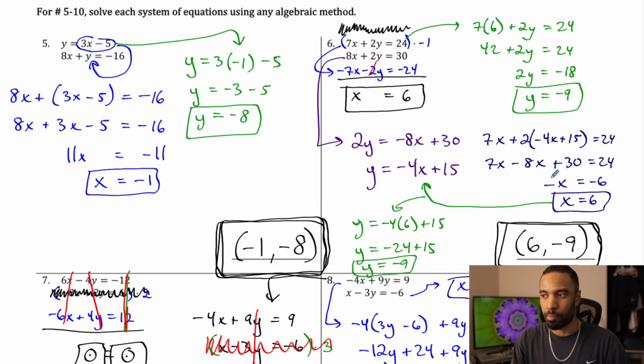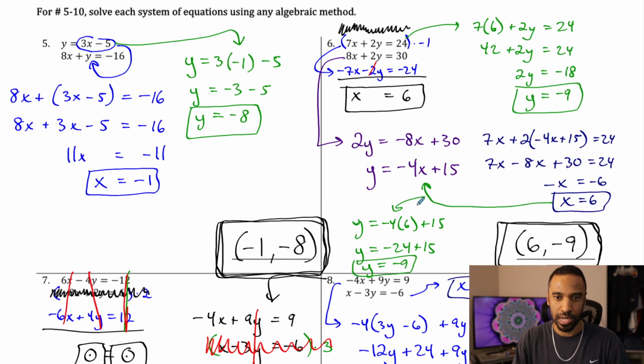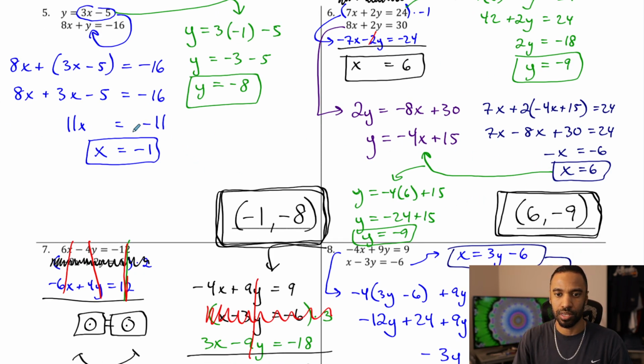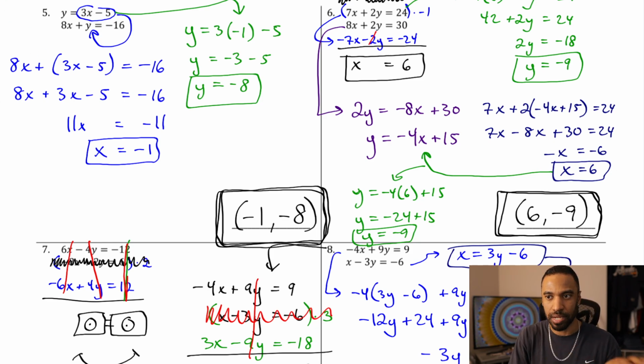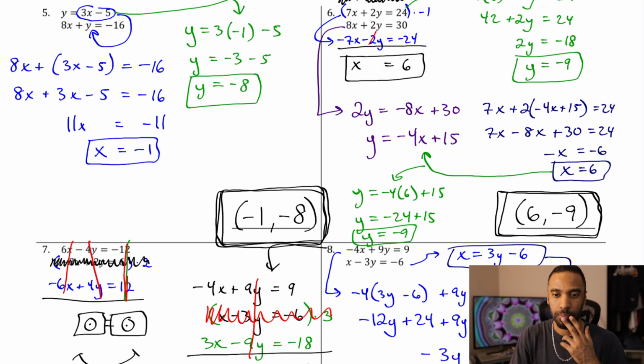I solved using multiple methods. Here I solved using both substitution and elimination, and I got the same answer both ways. 6, negative 9 through elimination, 6, negative 9 through substitution, things like that. So a lot of different outlets that you have there. Make sure that you know your methods because sometimes one is really better than the other. It all depends on what's going on there.